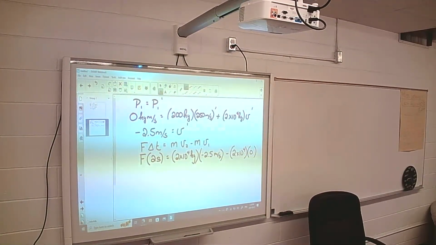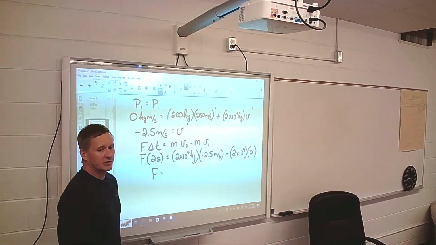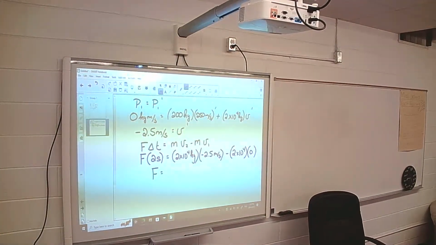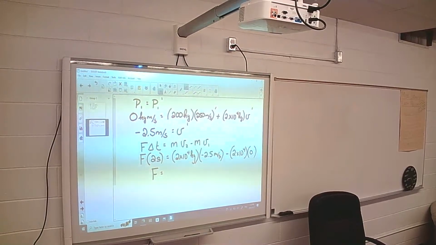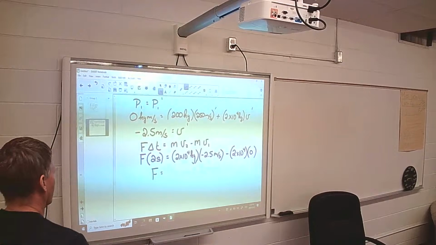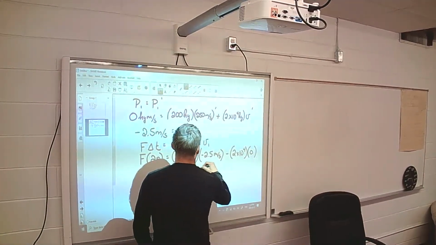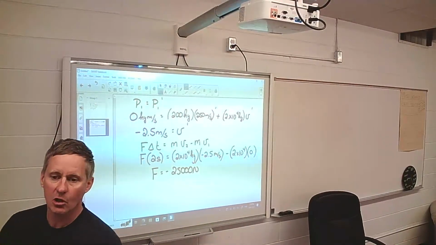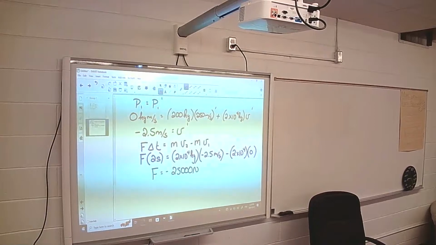All right, so let's find the force then. Now, remember, it's a stopping force. So if it's a stopping force, that means it has to be working against the cannon itself. It should have a negative Newton value to it. So what's 2 times 10 to the fourth times 2.5 divided by 2 seconds? Negative 25,000 newtons. That means that it's going to slow it down with a force of negative 25,000 newtons. Good so far. All right.